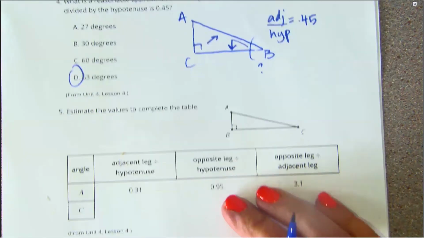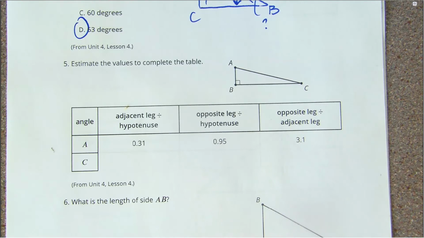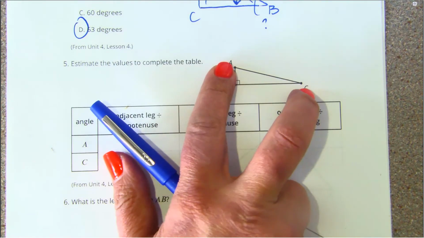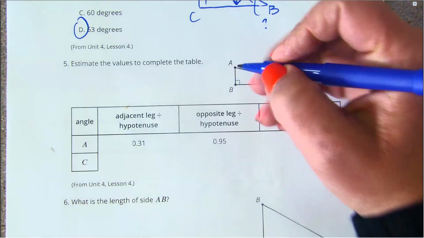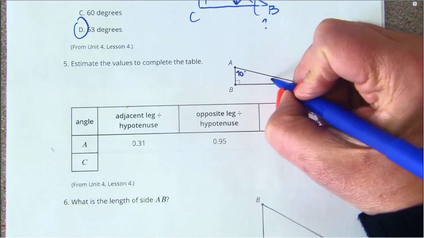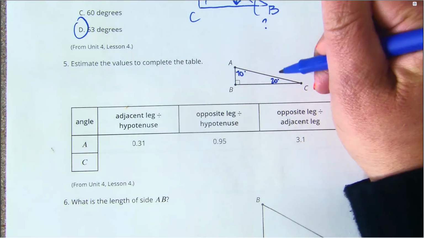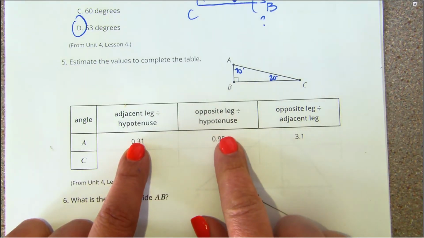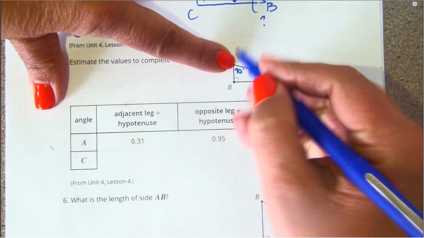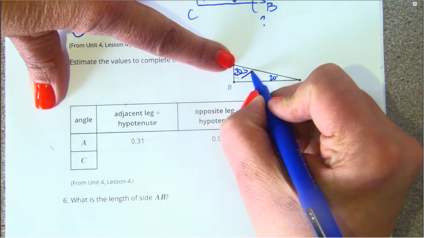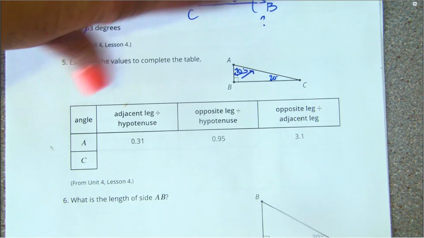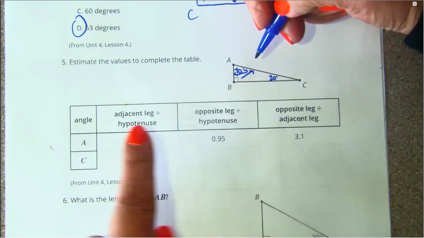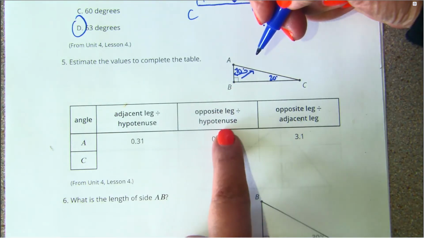All right, last one. Estimate the values to complete the table. So remember, when you have a triangle, the other two angles, A and C, add up to 90. For example, if this one was 70, this one would be 20. If this one was 60, this one would be 30. Those are called complementary. If I'm looking at angle A and I take the adjacent and divide it by the hypotenuse, if I switch over to this angle, that adjacent side now becomes the opposite side. So this answer becomes this one, and this answer becomes this one.